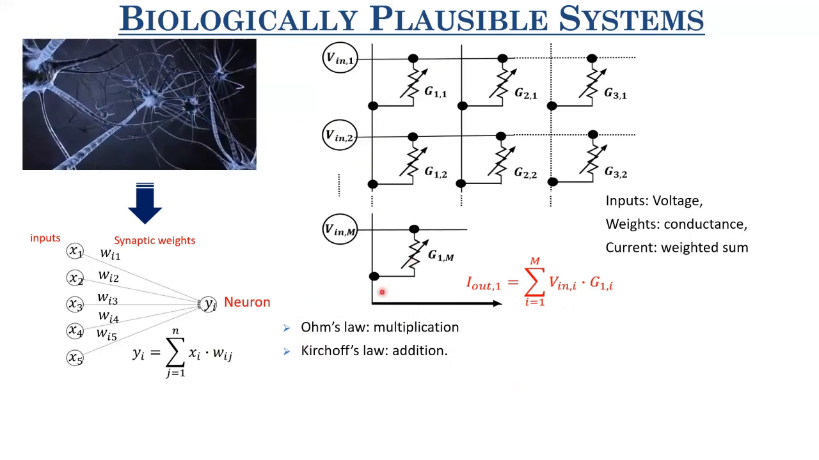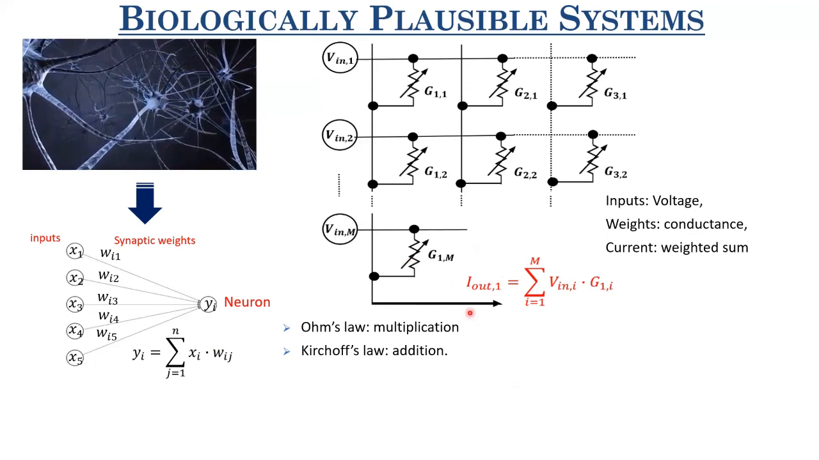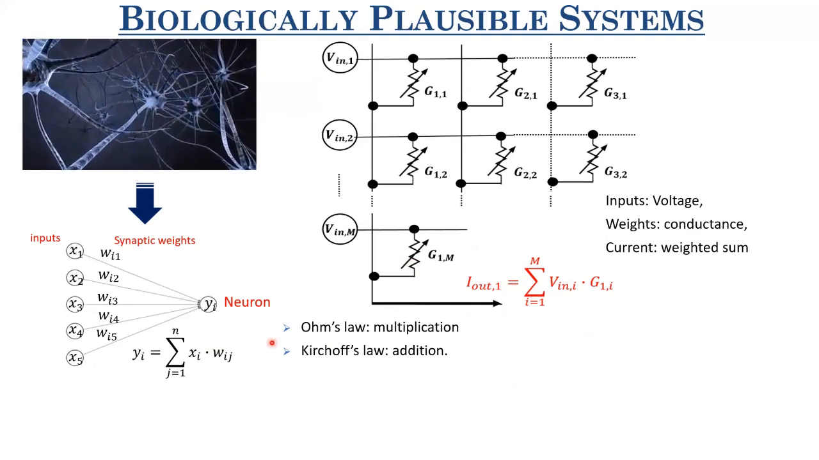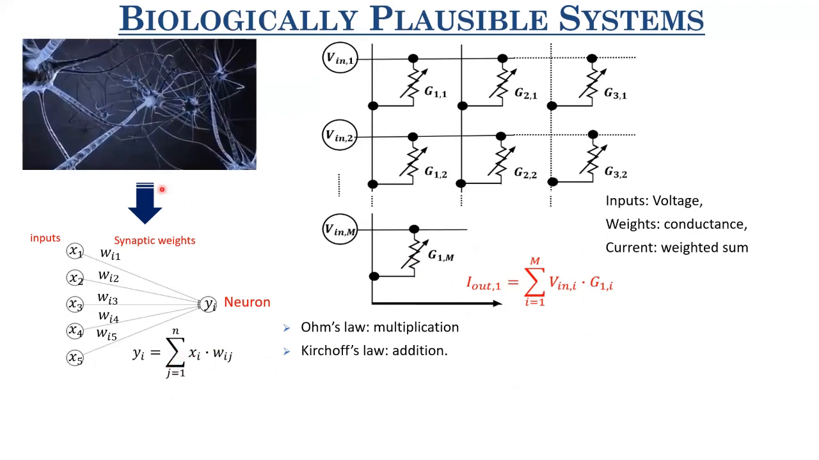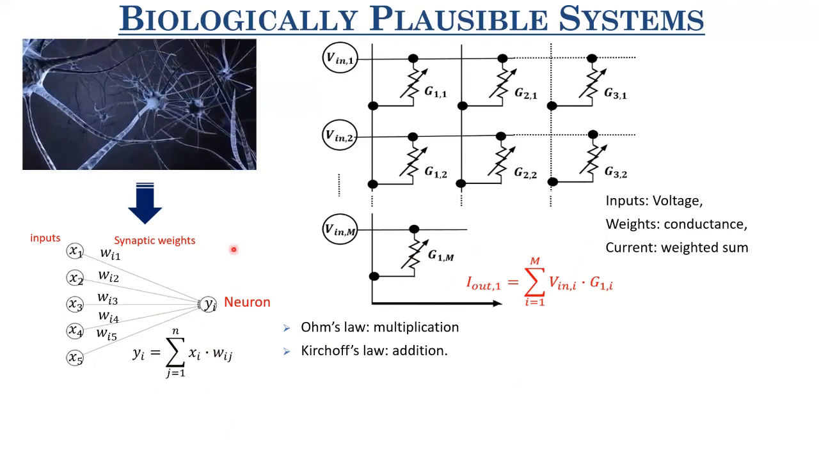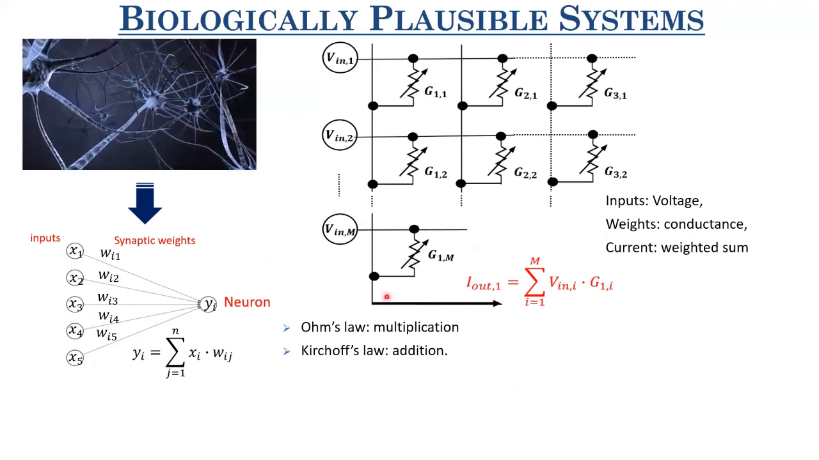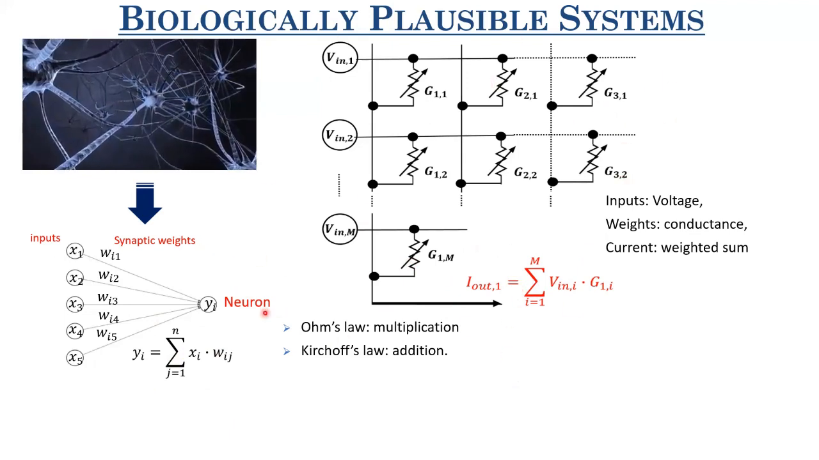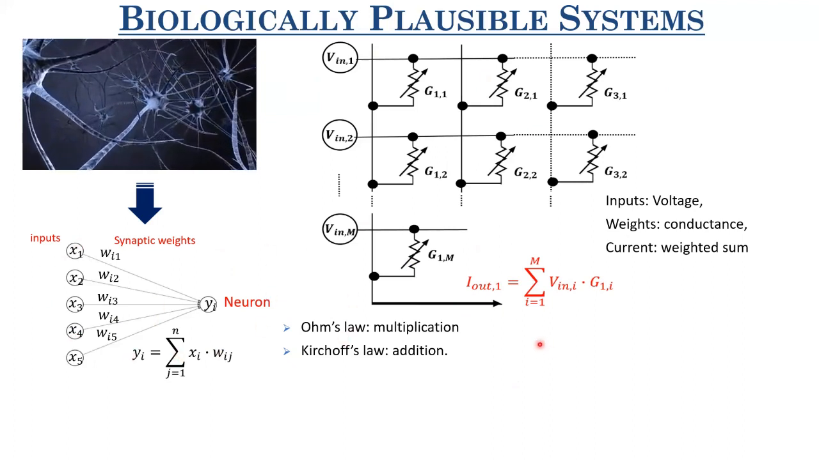So at the end of this column, the current that is flowing through it represents your vector by matrix multiplication, which is the basic operation that happens in any neural network. So if we have this kind of crossbar circuit, then we can realize this vector by matrix multiplication.